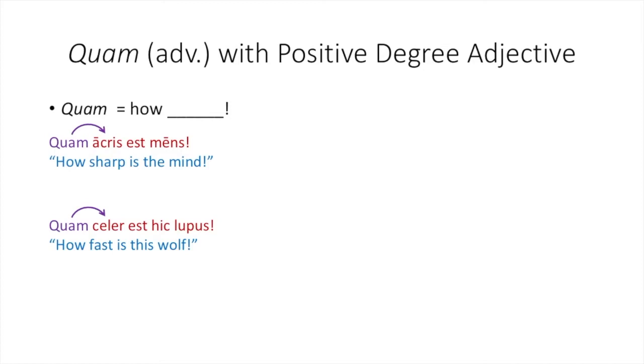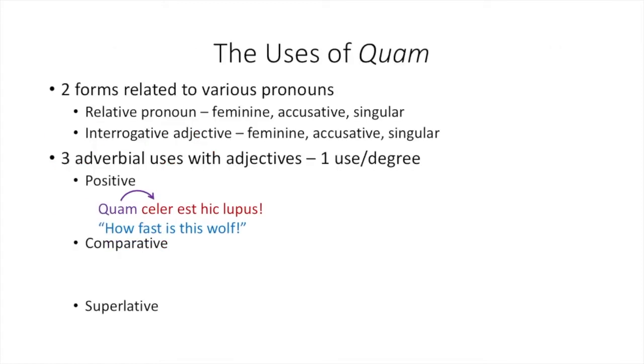Now both of these examples use the nominative case. Quam doesn't necessarily have to modify a nominative noun, a nominative adjective, but it does tend to involve an exclamation. So it does tend to go with the nominative case. It's just not always with one. The other 2 uses are totally new, since comparative and superlative degrees are new to you in this chapter.